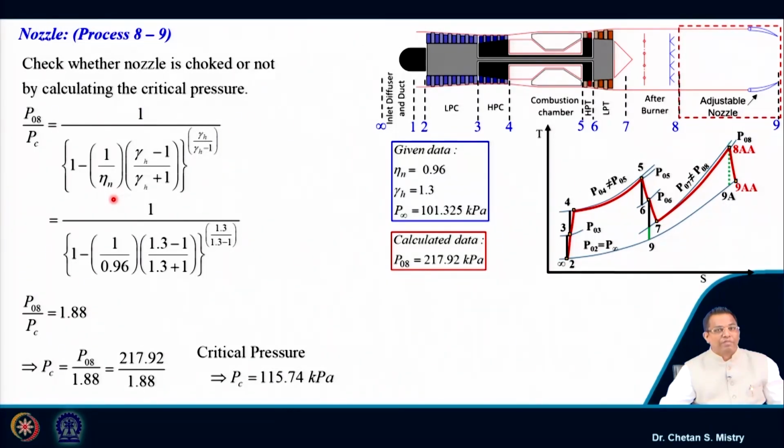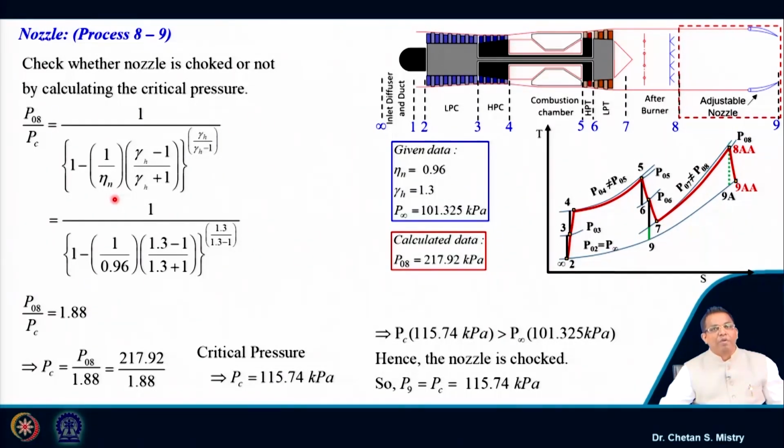Okay. Now, we know our atmospheric pressure is 101.325 kilopascal, and if we are comparing, the critical pressure is higher than my atmospheric pressure. So, we can say my nozzle is a choked nozzle. When my nozzle is a choked nozzle, we can say my exit pressure is the critical pressure, and this is 115.74 kilopascal. So, now we have information about the exit static pressure.